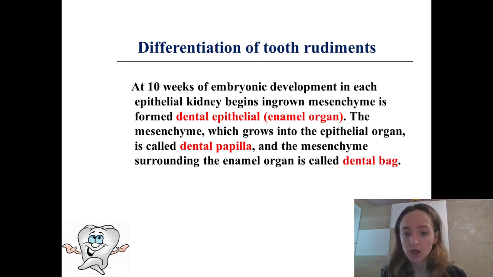At 10 weeks of embryonic development, in each epithelial kidney mesenchyme tissue begins to grow in, and the dental epithelial, the enamel organ, is formed. In your tests, when you have time for preparation for a lesson, you will have the tests on practical lessons, and when you prepare for the license exam Krok 1. And this knowledge you need to write in your synopsis. The mesenchyme tissues which grow into the epithelial organ are called dental papilla. And dental bag, the mesenchyme surrounding the enamel organ.